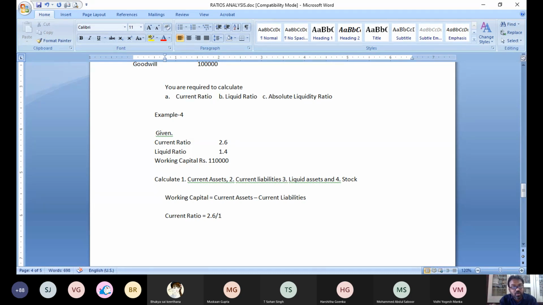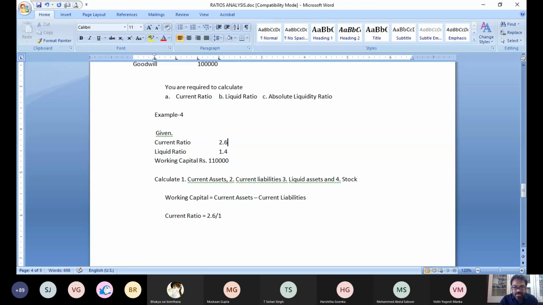I told you at the beginning in the previous class: 2.6 is to 1 means current assets are always taken as times against current liabilities. Here, the problem gives 2.6 divided by 1. Otherwise, if it is given as 2.6 is to 1, don't get confused. The question may be written like this, and that is also no problem.